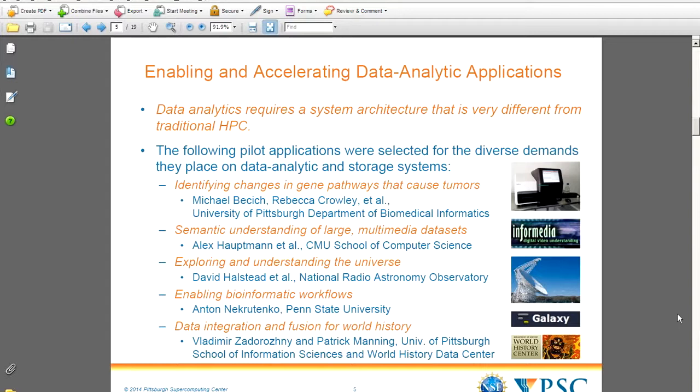And it really typifies what we're seeing in terms of research that comes from next-generation sequencing and very large genomics. There are aspects of this that are very database-intensive, graph-intensive, and obviously just I/O-intensive. The second project is titled here, Semantic Understanding of Large Multimedia Data Sets.